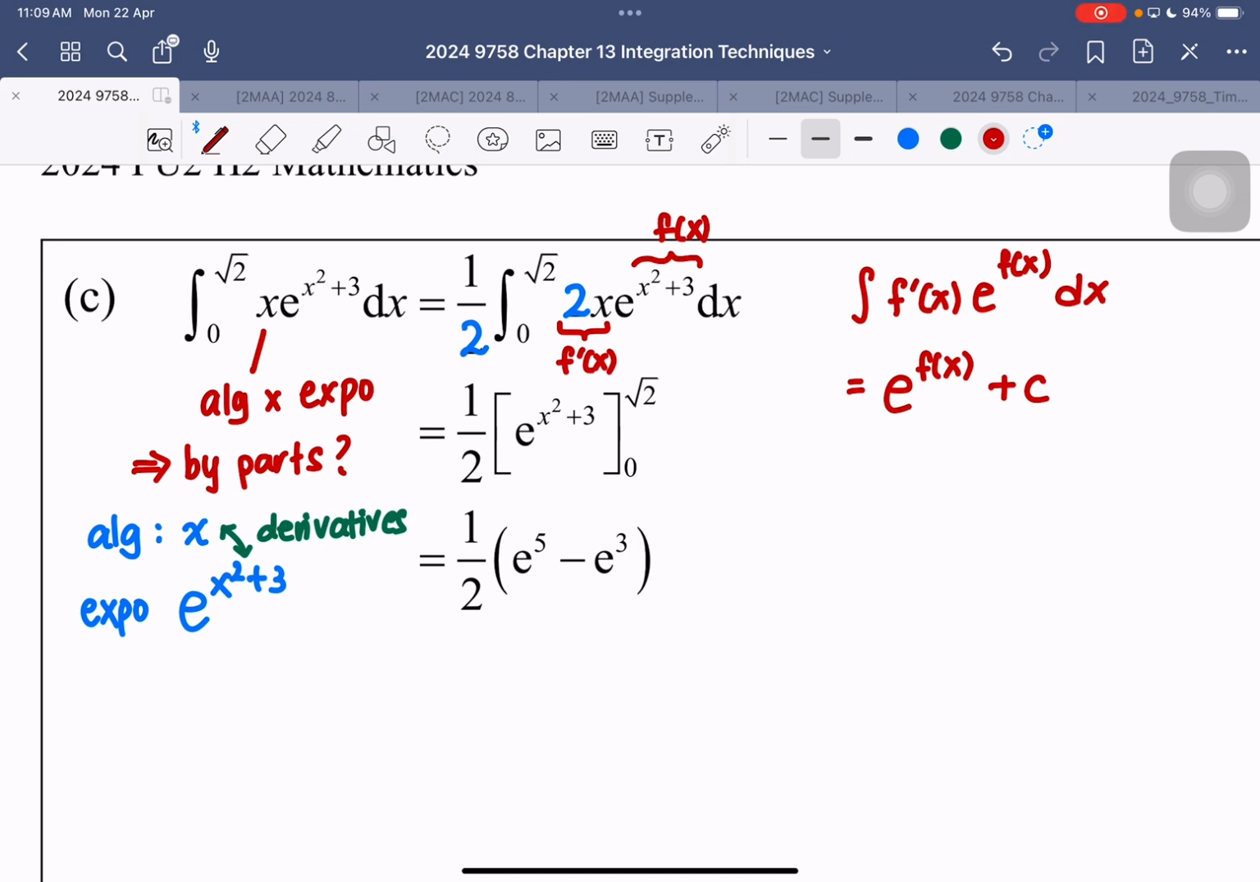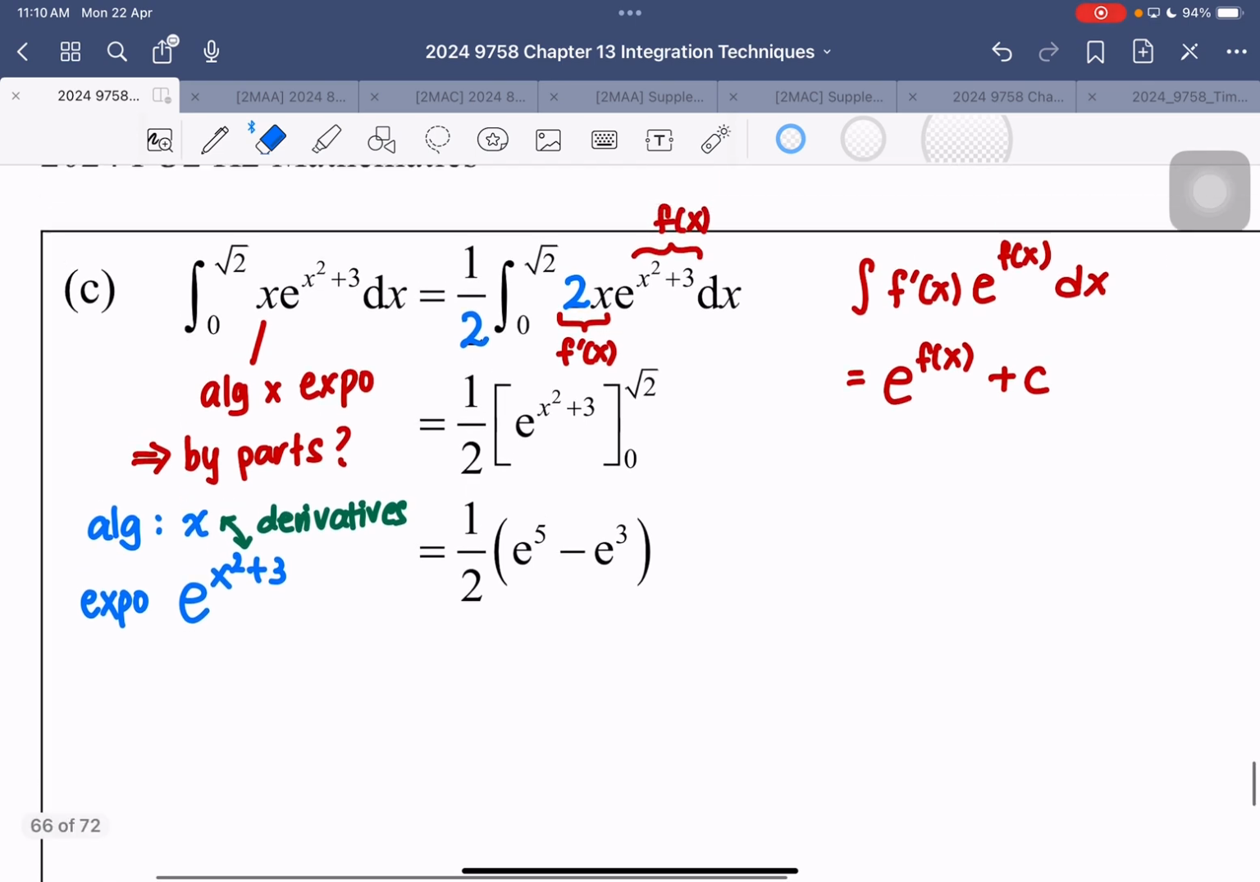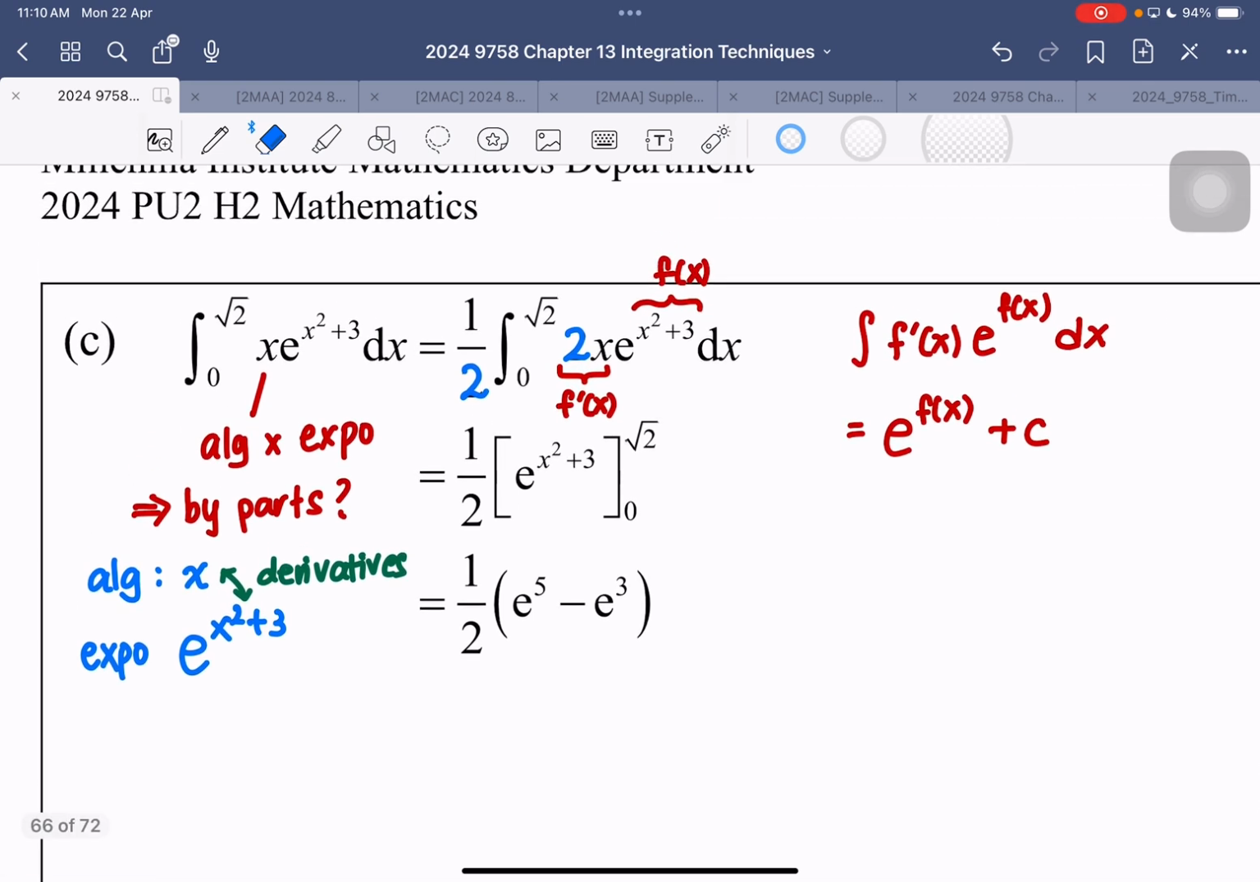So I think by parts also cannot work, because you will end up with this integral, which you cannot integrate. So this question cannot be done by parts. You cannot add in variables. You can only multiply it. You do already. Then let me take a look.